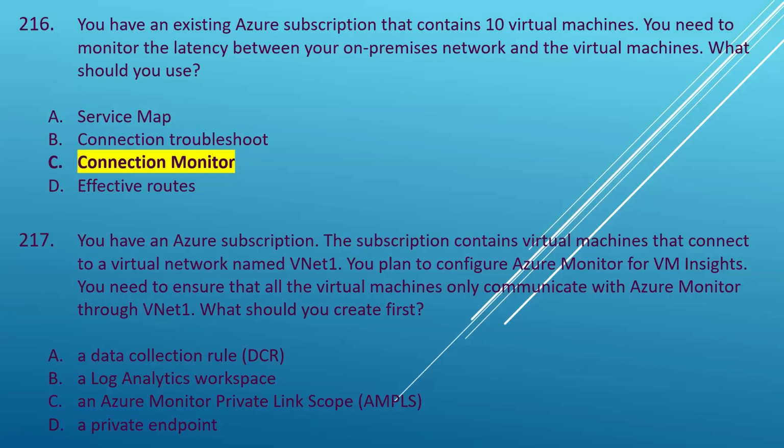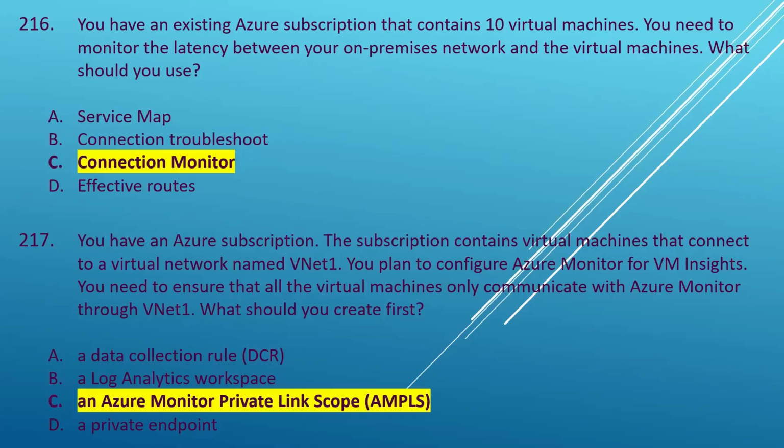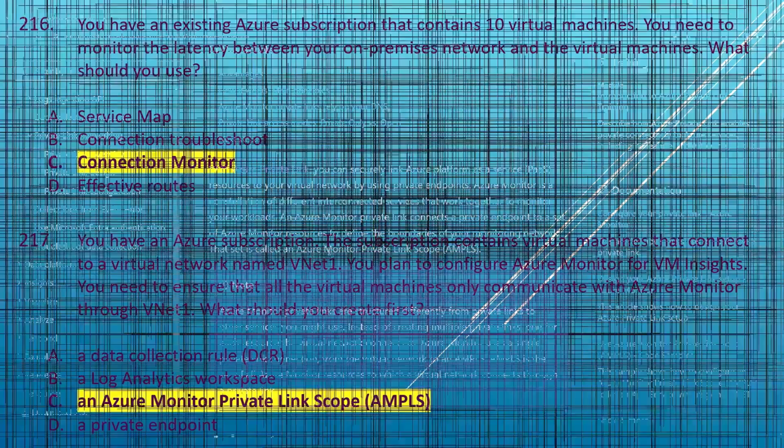Question number 217. You have an Azure subscription. The subscription contains virtual machines that connect to a virtual network named VNet1. You plan to configure Azure Monitor for VM Insights. You need to ensure that all the virtual machines only communicate with Azure Monitor through VNet1. What should you create first? Your options are a data collection rule, a log analytics workspace, an Azure Monitor private link scope, which is AMPLS, a private endpoint. And folks, the correct answer here is option C, an Azure Monitor private link scope.